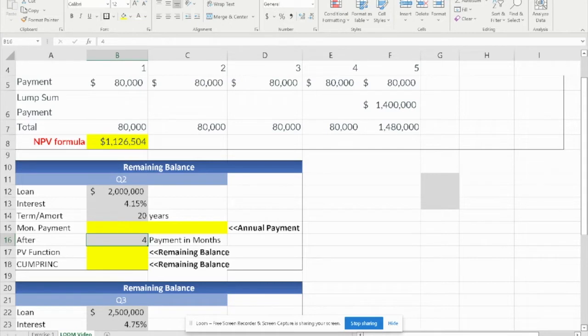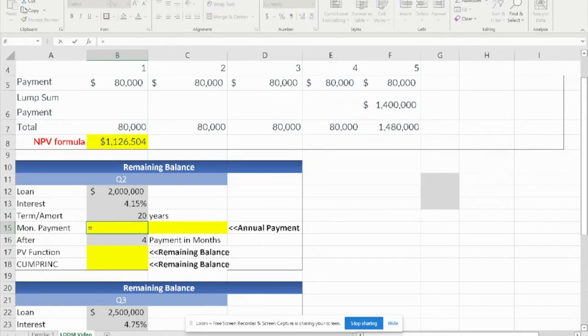So you need to do a few things here to get to that answer. Don't forget, it's asking you for the remaining balance. I've populated the information that's given to us, and I have it in gray. This is information that's given to you in your problem. So the first step is going to be to calculate the payment per month.